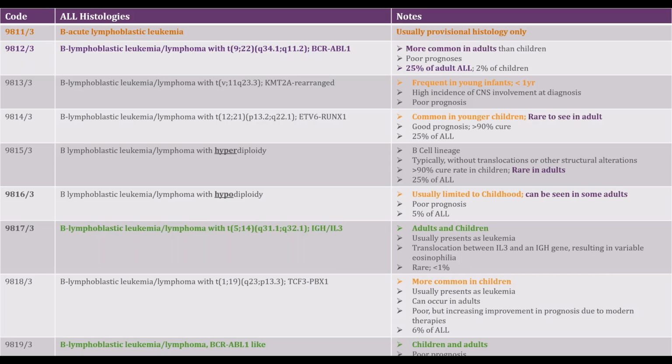And also the other thing I'll point out is that to differentiate these B-ALLs, we're typically looking for a surface antigen CD10, 19, and 20.